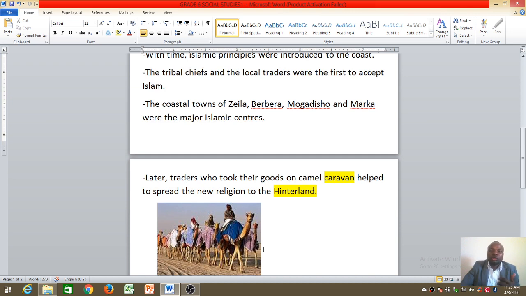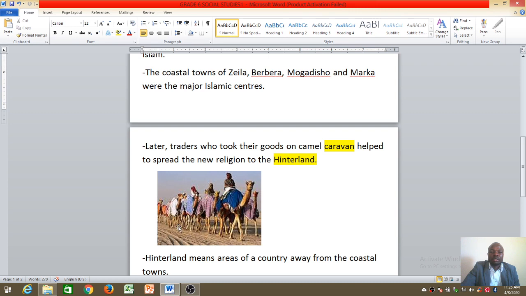Later, traders used to take their goods on camels from the coastal towns towards the interior of the land. So traders who used to take their goods on camel caravans helped to spread the new religion to the hinterland. A caravan is a journey made on camels, mostly in a straight line. As you can see in the illustration below, this is a camel caravan, people making a journey on camels. They could spread religion to the hinterland.